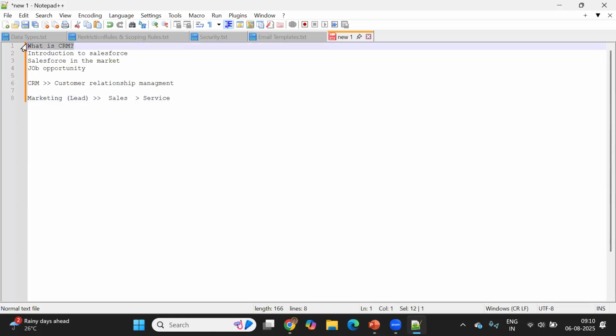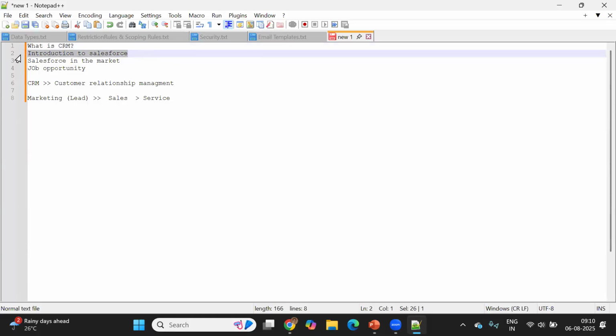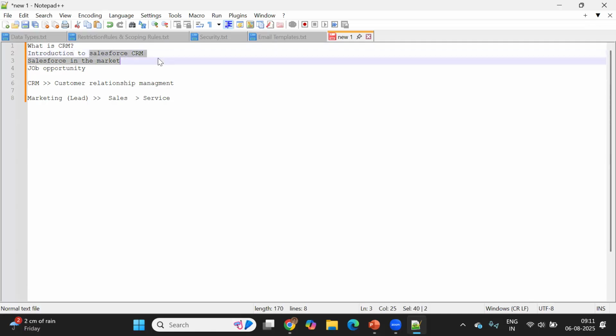Now you know what is CRM, customer relationship management, where we can maintain each and every transaction, each and every activity with that customer in software like CRM software. In the market, you could see Salesforce CRM, right? We call it Salesforce CRM or Salesforce, everything is fine.